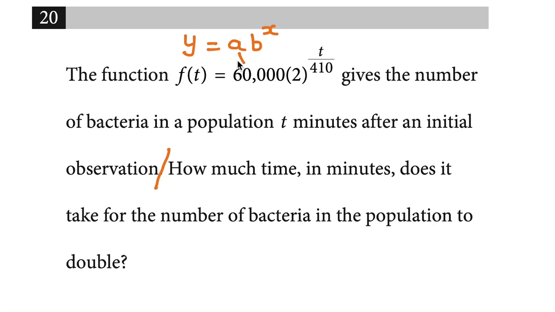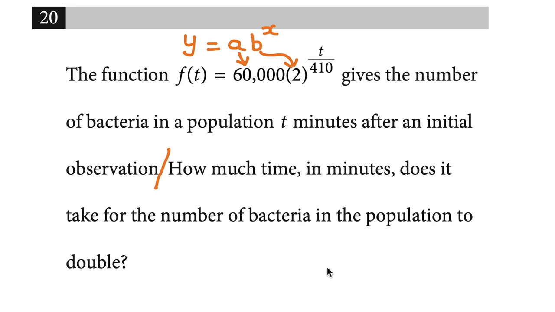So here that population is 60,000 initially. B is always the rate at which it is changing. So it is doubling with every next observation. And that is t over 410, where t is the time in minutes after the initial observation. How much time in minutes does it take for the number of bacteria in the population to double?